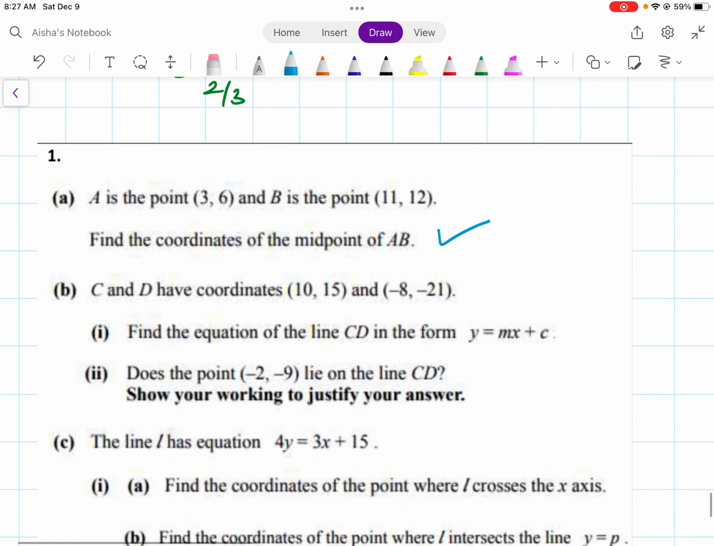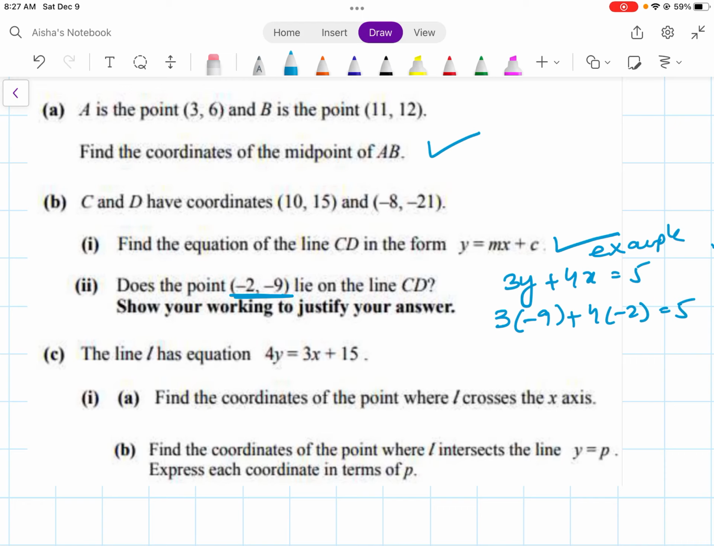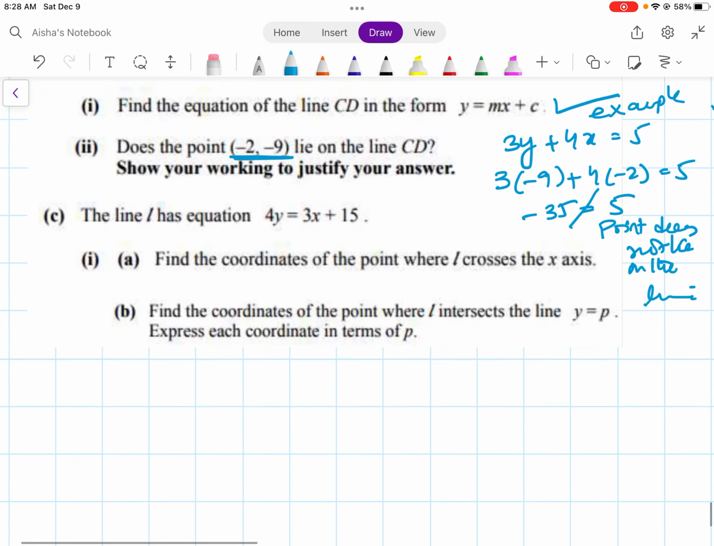Coordinates of the midpoint, you know how to do it. C and D, this you also know. Point lies on the line. That means whatever the equation is, for example, if it's 3y plus 4x equals to 5. I'm giving an example. You input the point: 3 times minus 9 plus 4 times minus 2 equals to 5. Minus 27 minus 8 gives you minus 35. Are they equal? Not equal. Point does not lie on the line. If they were equal, it would lie.